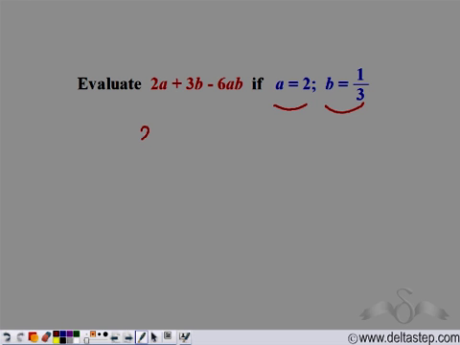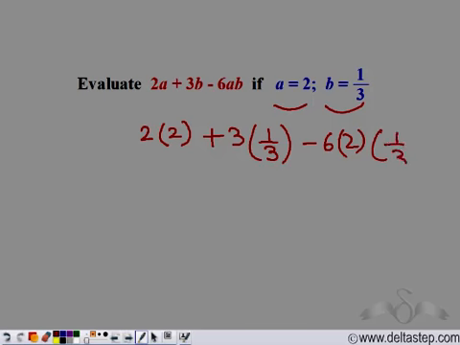So we have 2 into, in place of a, we substitute 2 plus 3 into b. So for b, we have 1/3. So we put 1/3 minus 6 into a. Again, a is 2 into b. b is 1/3. So this is what we have. Now let us simplify it.